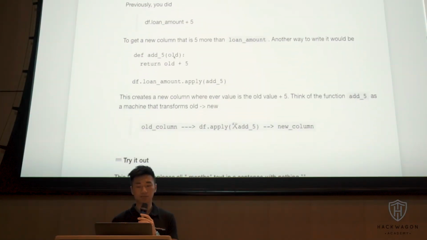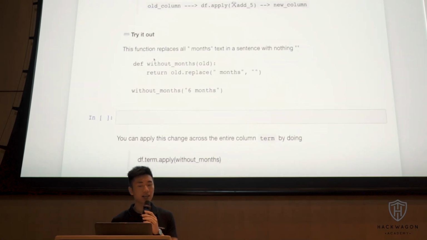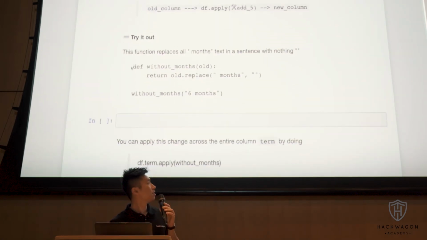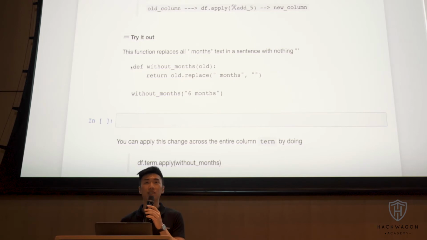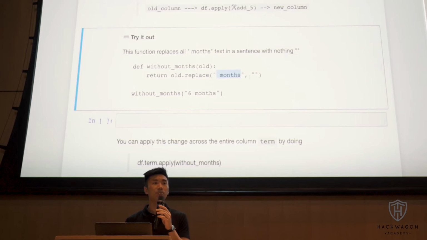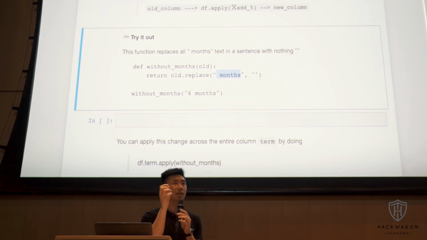Now, let's try it out right now. I have a function called without months. And this is an example of a more complex calculation. Without months is basically a function that finds and replaces the text " months" and replaces it with nothing.